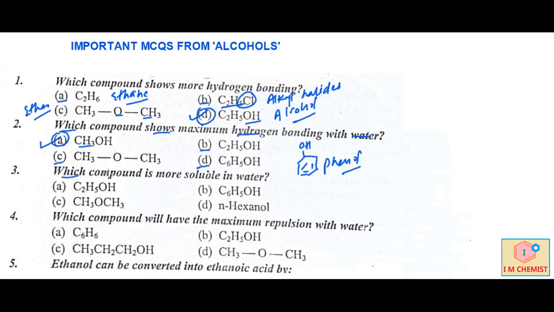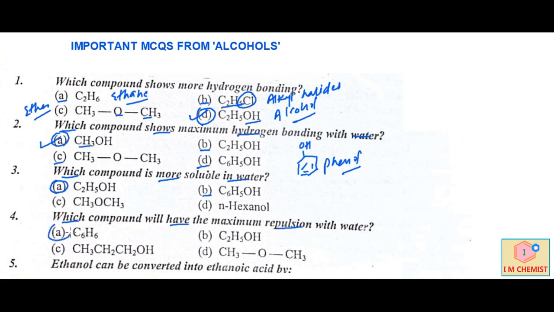MCQ number 3, which compound is more soluble in water? Various options are given again. The first one is ethyl alcohol, option number B is phenol, option number C is ether, and option number D is n-hexanol. So the right option would be option number A. Ethyl alcohol would make maximum hydrogen bonding with water, or it is more soluble in water due to the hydrogen bonding.